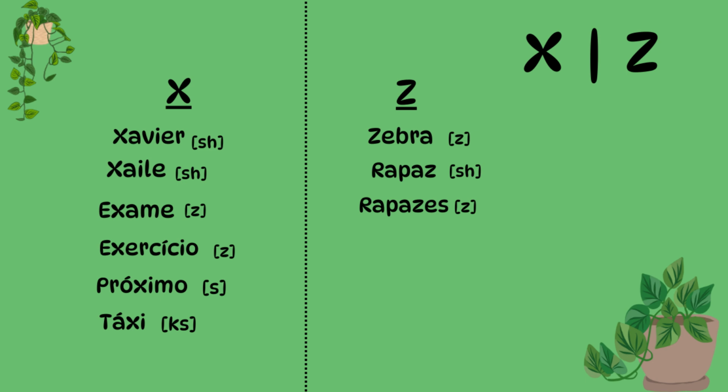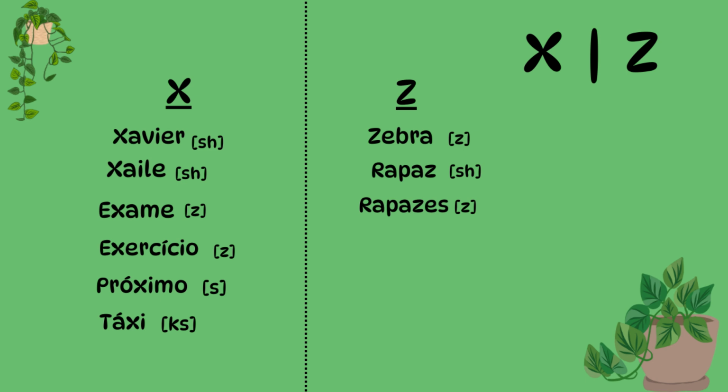Last but not least, we have X and Z. Let's check out X first. X also has many pronunciations. X can be pronounced as sh, z, s, or x. When X is at the beginning of a phrase, it is pronounced as sh: Xavier, Shaila.